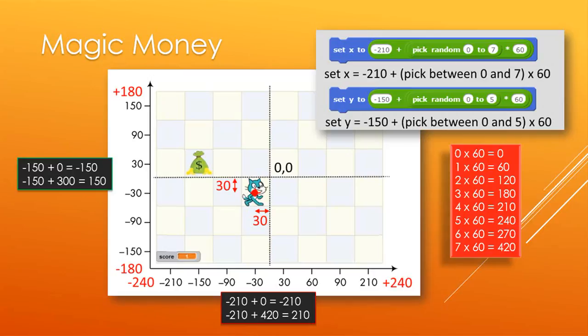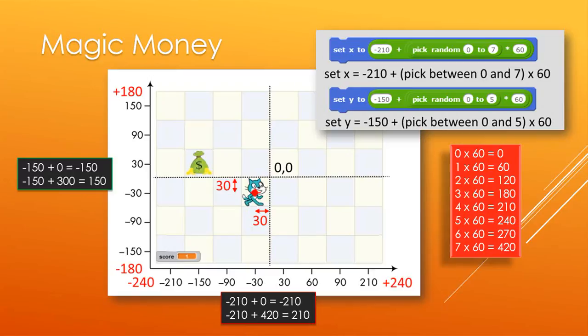Now, why are these numbers important? If we have a look at our calculations down at the bottom here and on the side, you'll see minus 210, which is over here, plus 0 gives us minus 210. So if we choose 0, the x isn't going to move from minus 210. If we choose 420, which is 7 times 60, minus 210 plus 420 gives you plus 210. Plus 210 is going to jump you all the way over there.